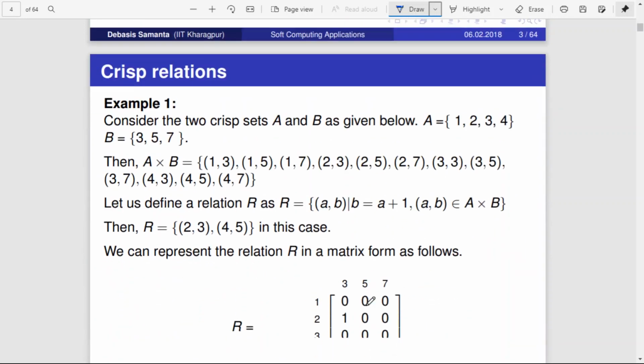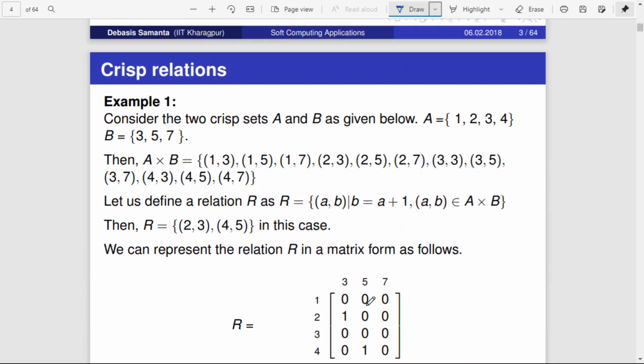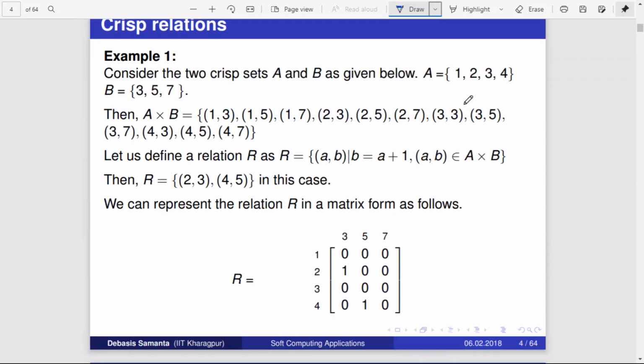Now let us try to understand this Cartesian product with an example. Let us assume we have two sets, set A and set B. Set A is a crisp set containing the values 1, 2, 3 and 4. Set B contains the values 3, 5 and 7. Now what is A cross B? The Cartesian product A cross B is given as (a, b) such that a belongs to set A and b belongs to set B. So all the possible combinations of (a, b) you have right here.